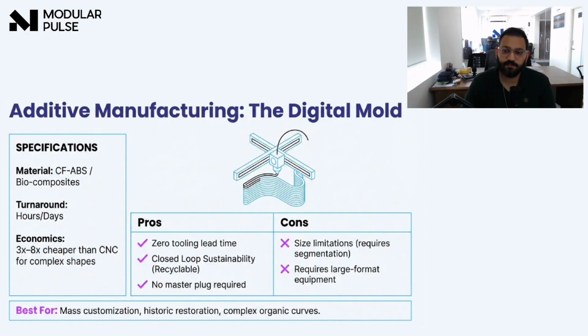Let's look at the future. Additive manufacturing. Traditionally, if you wanted a complex shape, you had to carve a plug out of foam and seal it, and then build a fiberglass mold over it. It's slow and it's wasteful. With large format 3D printing, you can print the mold directly. You use thermoplastic composites that can be machined down to a mirror finish. And the best part, it's circular. When the project is done, you can shred the mold, melt the plastic, and print the next job. This is decoupling complexity from the cost.